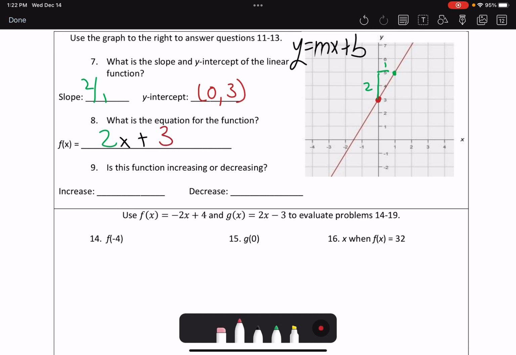as my function. Now, this has a positive slope. So this will always be increasing. So it's going to increase from negative infinity to positive infinity, and it will never decrease.